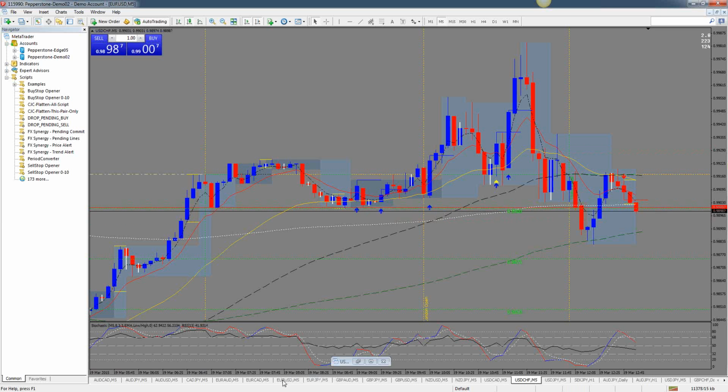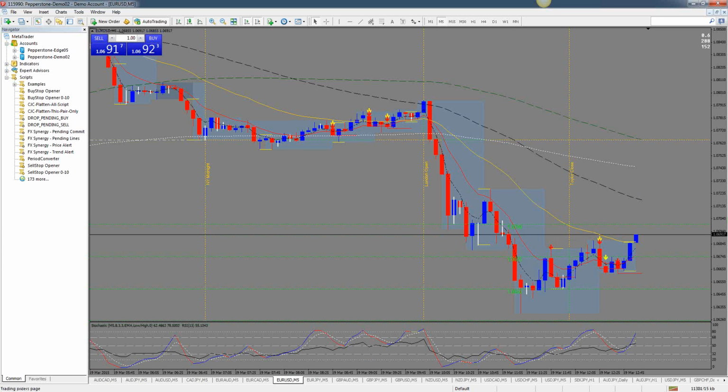This is why. I just got stopped out of my euro dollar right there. It automatically stopped me out. Yeah, that was the big stop.